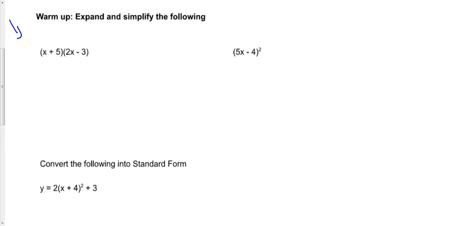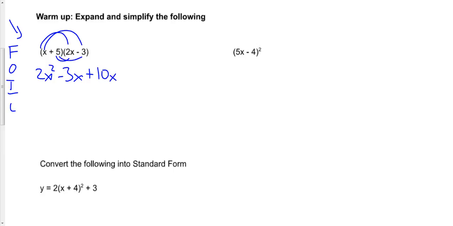That means we're going to be multiplying them together using our FOIL pattern. Using FOIL, we multiply the firsts, then the outsides, then the insides, and then the lasts. So we multiply x times 2x, and that leaves us with 2x squared. Then we multiply the outside terms, x and negative 3, which leaves us with negative 3x. Then multiplying the inside terms, positive 5 times 2x, leaves us with positive 10x, and finally we multiply our last terms. Positive 5 times negative 3 leaves us with negative 15.